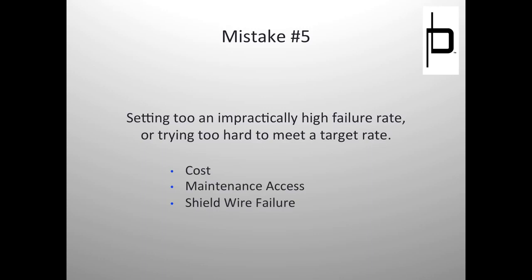So again, things to think about. Cost: is it worth it to hit that target failure rate if you're really close? Maintenance access: if you put too many obstructions in the way, are you going to be able to access the transformers and equipment you've got to change out? Shield wire failure: okay, great, your lightning failure rate has gone to safe levels, but your shield wire failure rate may not be. So can you trust your shield wires, I guess?